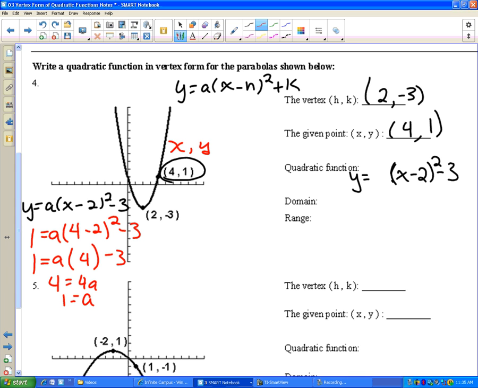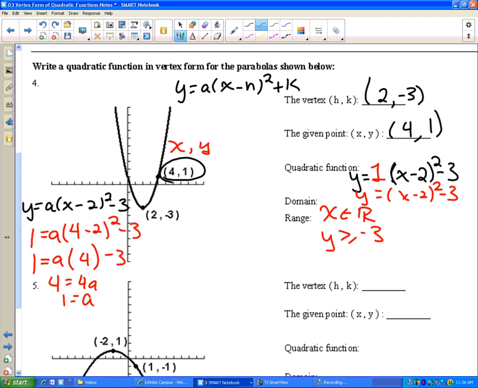A is 1, so that's my equation. Y equals 1 times x minus 2 squared minus 3. Y equals x minus 2 squared minus 3 is also the same thing. My domain, x is an element of all real numbers. Range, y, it's facing up, is greater than or equal to the y coordinate, which is 1. Oh, negative 3. I was looking at the wrong point. Y is greater than or equal to negative 3.